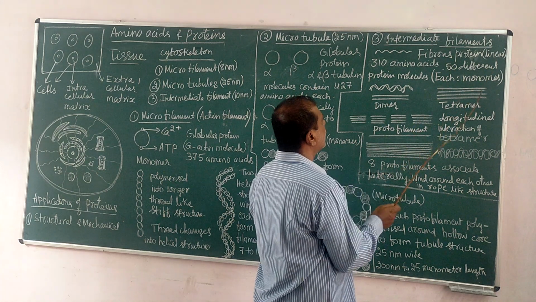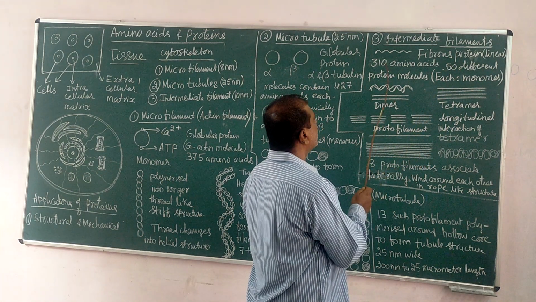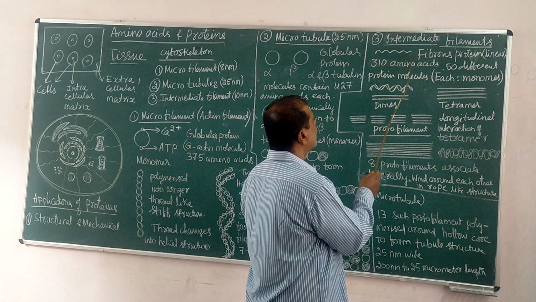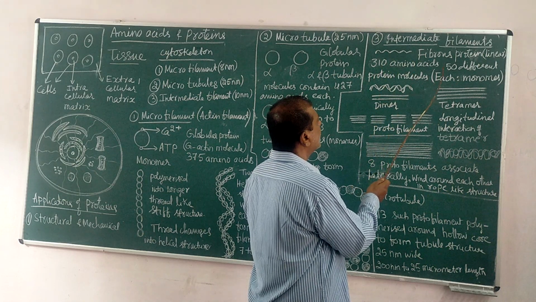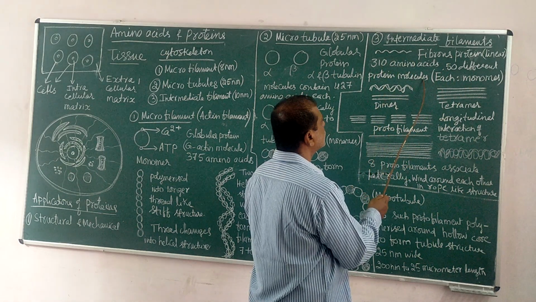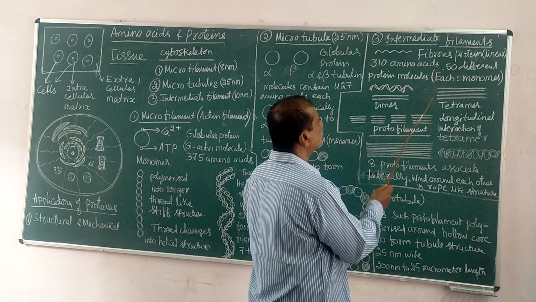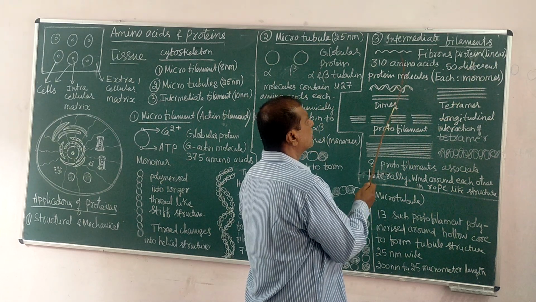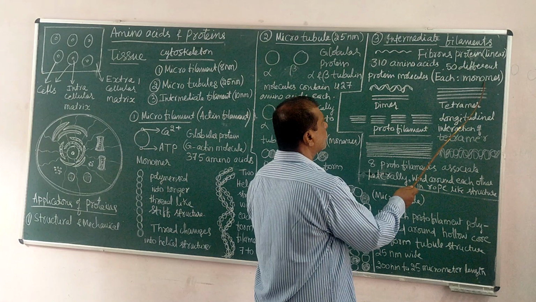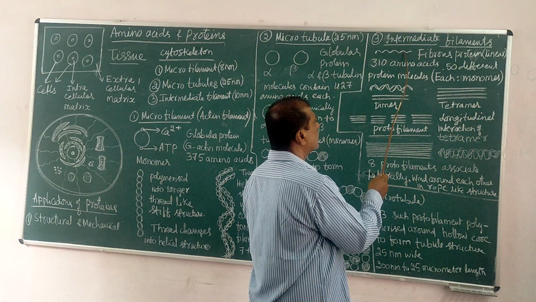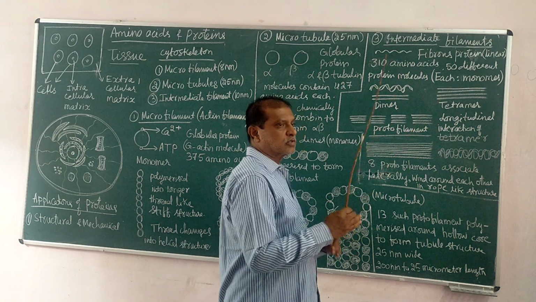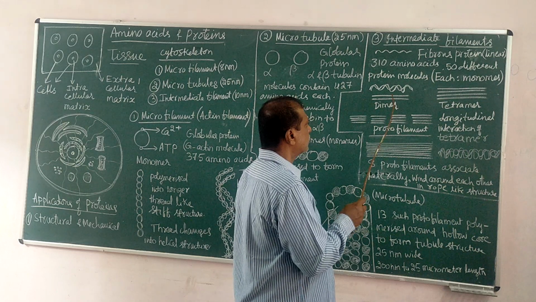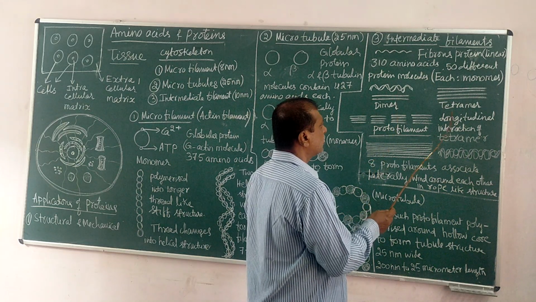A linear molecule containing 310 amino acids, a macromolecule, and we have 50 different protein molecules, with the same amino acids but different sequences. Each fibrous protein behaves like a monomer here. Two associate, twisting around each other like this, forming a dimer. Further, dimers associate into tetramers, four like that.